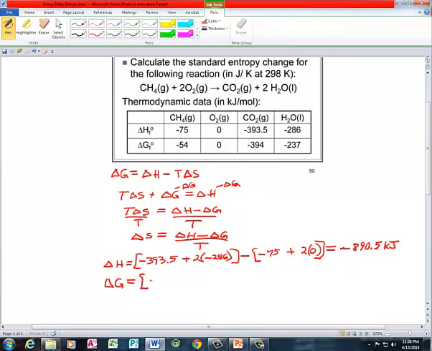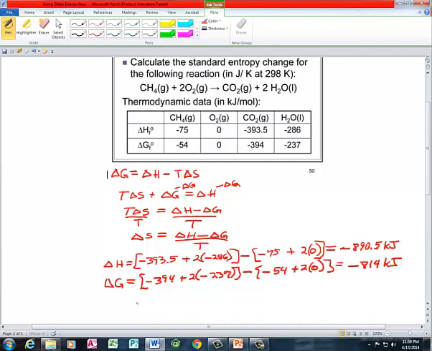So all that's left is to calculate the delta G under standard conditions, which will be minus 394 plus 2 times minus 237, and that minus a minus 50 plus, again, 2 times 0, the delta G of formation of oxygen. And when I do that, I get minus 814 kilojoules.